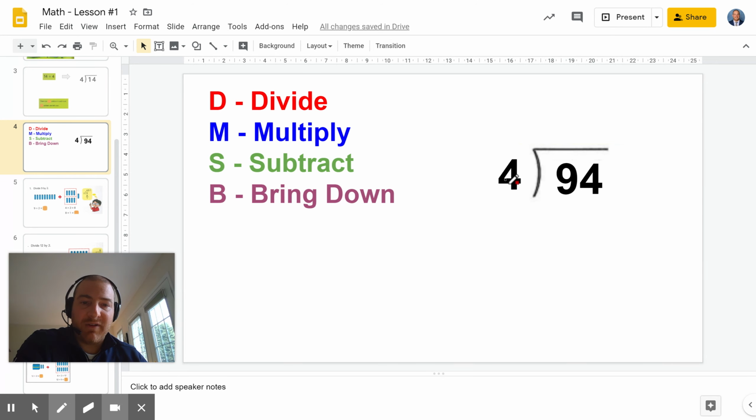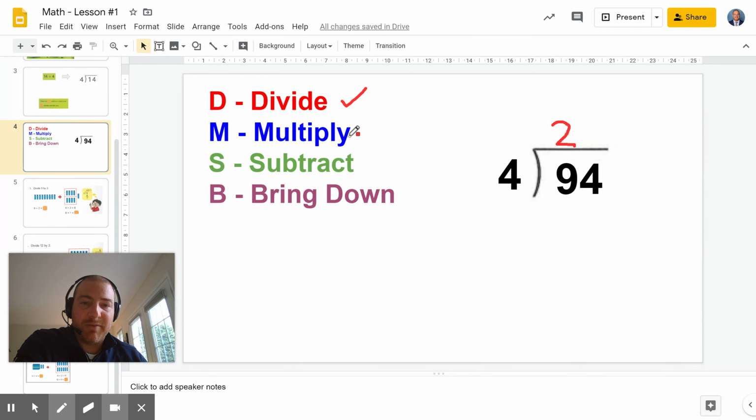So I'm going to divide the number of groups, this number on the outside, 4, into the first digit of how many I have, which is a 9. So what I'm going to do is 4 into 9. How many times does 4 fit into 9? My answer is going to go above the line, directly above that 9. Since 4 fits into 9 2 times without going over, I'm going to put a 2 there. So I've done my divide.